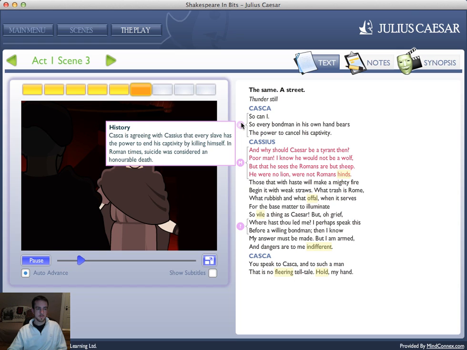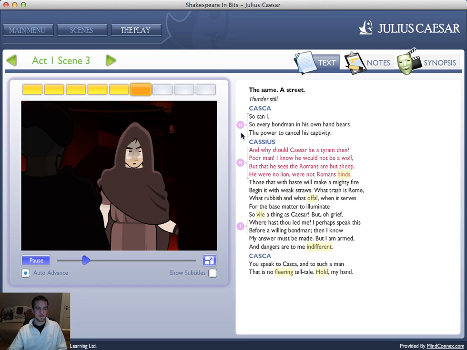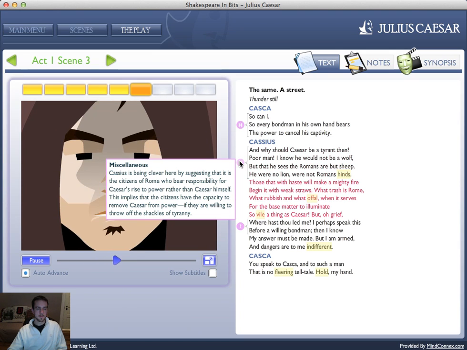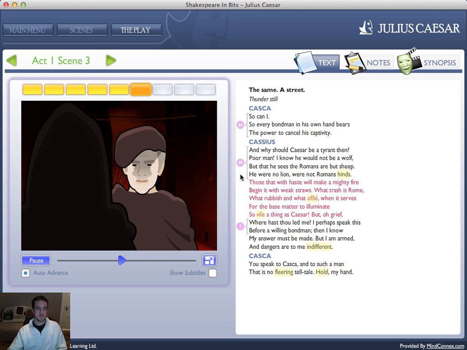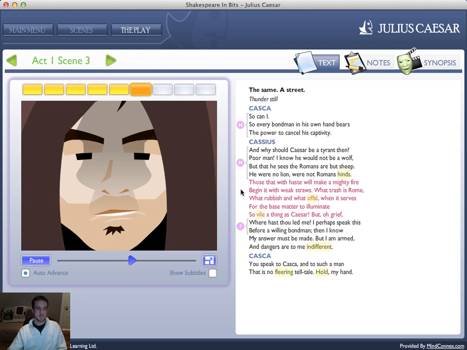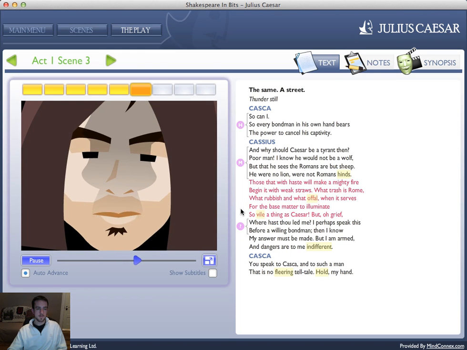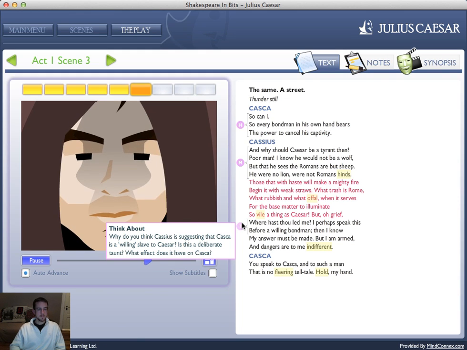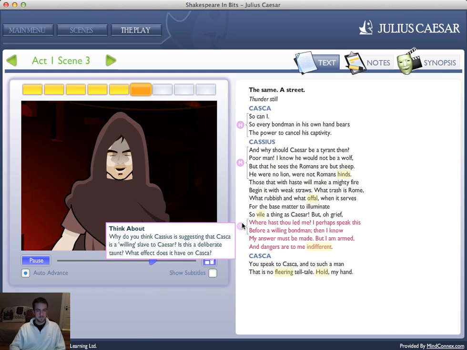And why should Caesar be a tyrant then? Poor man. I know he would not be a wolf, but that he sees the Romans are but sheep. He were no lion, were not Romans hinds. Those that with haste will make a mighty fire begin it with weak straws. What trash is Rome, what rubbish, and what offal when it serves for the base matter to illuminate so vile a thing as Caesar. But, oh grief, where hast thou led me?